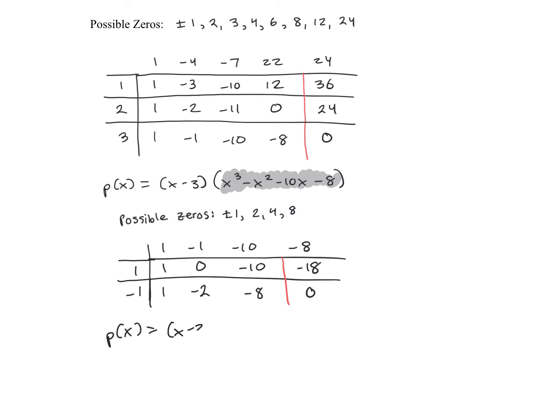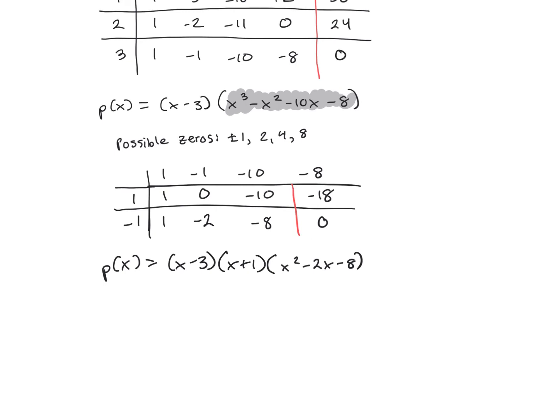So we have the factor of x minus 3 from what we found up above, and then the next factor we found was x plus 1 from this row. And then let's look at our remaining polynomial. So our remaining polynomial would be this, starting with x squared. So x squared minus 2x minus 8. And then we just look at that trinomial.